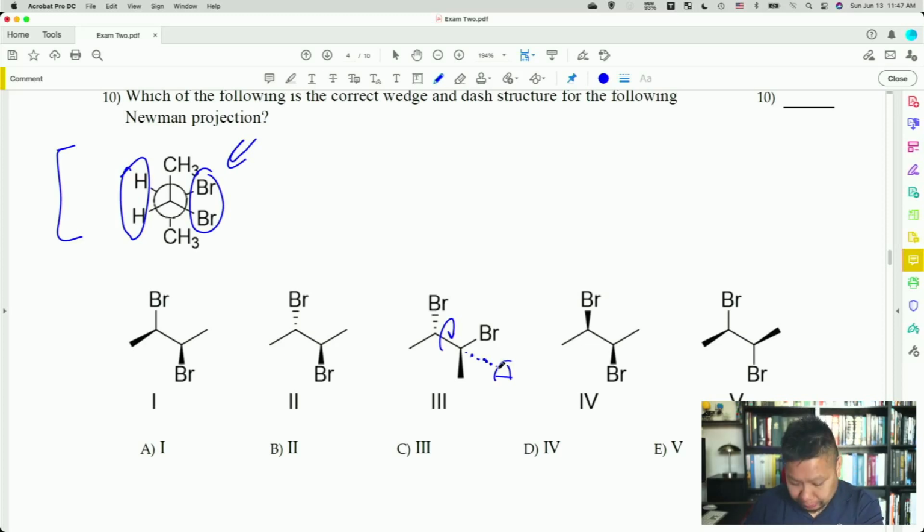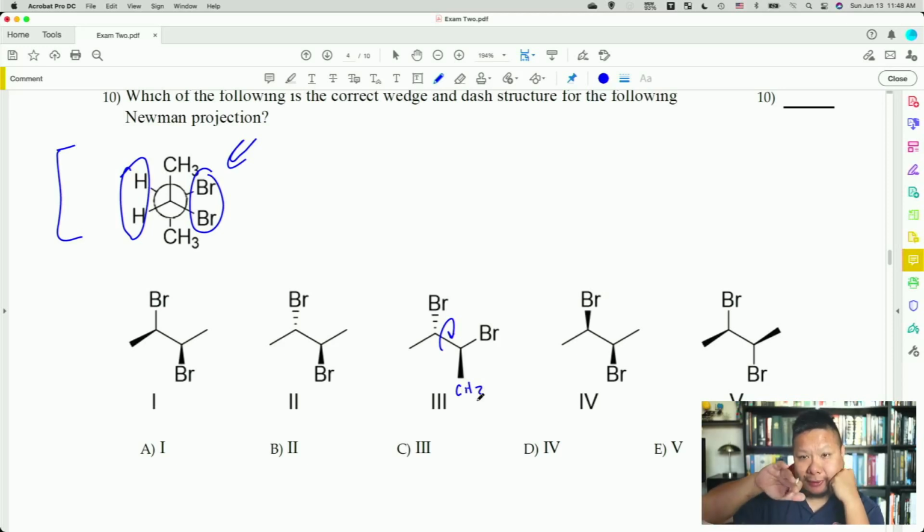So I'm going to remove the eyeball, but just remember that this is the direction you're looking, because I need to draw there. There we go. Okay, so think about it. I have a proton that's wedged out. Oh, not a proton, sorry, a methyl group. I have a methyl group that's wedged out.